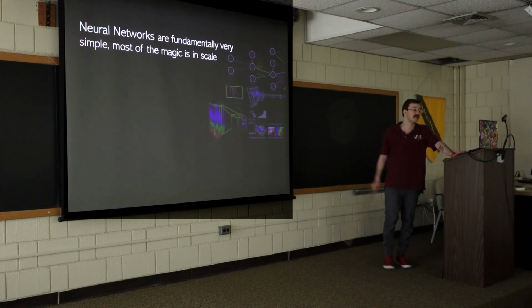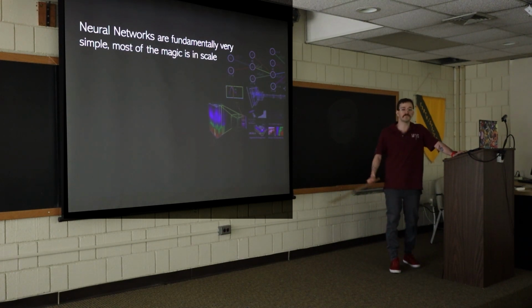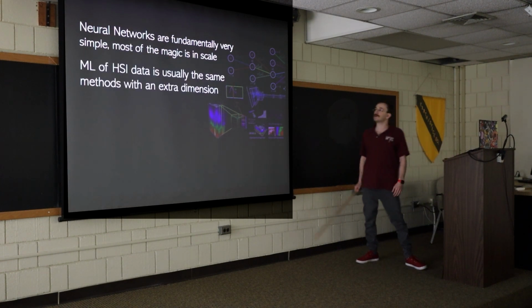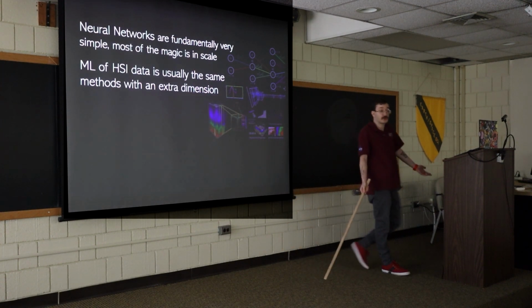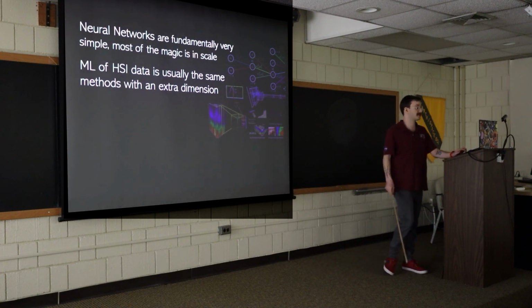So we've established that neural networks are fundamentally just addition and multiplication and a little bit of derivation. It's mostly the scale that brings the magic to the mix, right? Machine learning with hyperspectral data is usually the same methods that we apply with images. It's just an extra dimension, right? Instead of 3 bands, it's 156 bands, right? And so we're using kernels and 3D kernels instead of 2D ones.